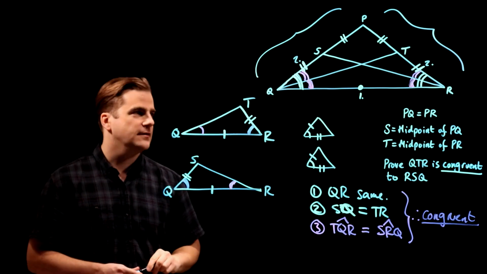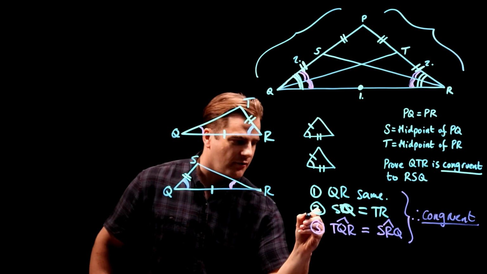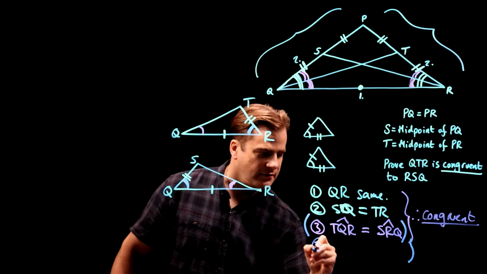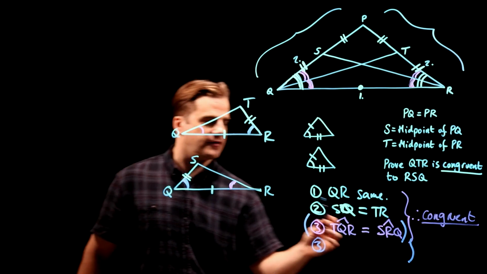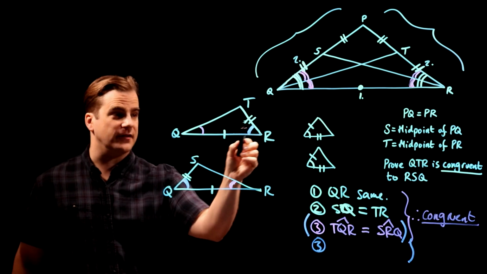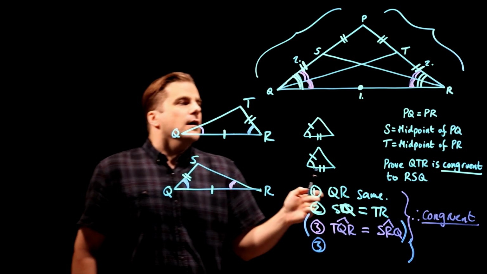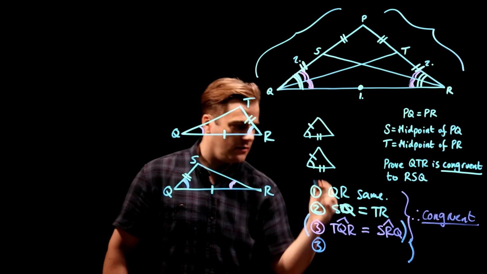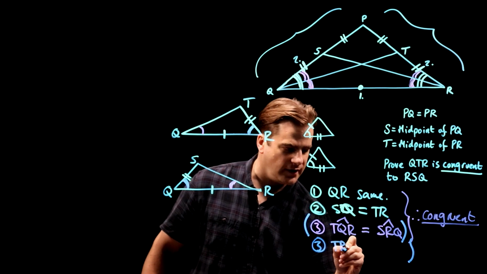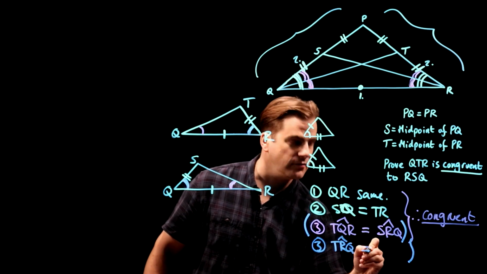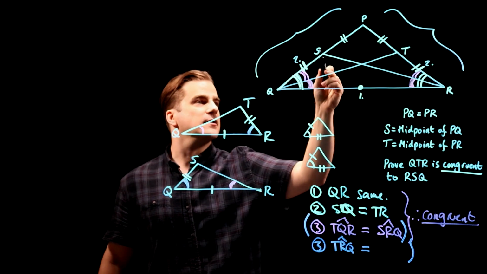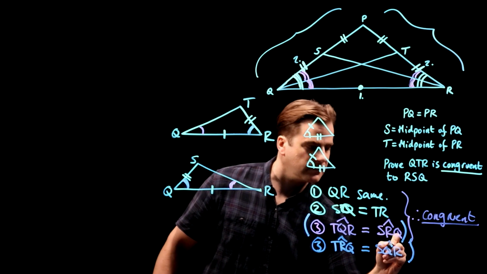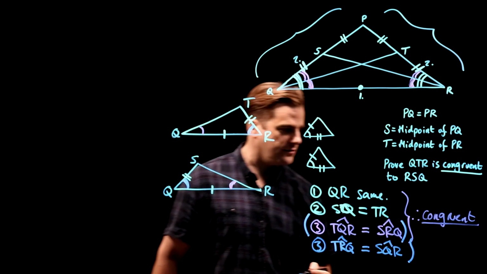Right, okay. So I'll put that in brackets and just extend that down there and say it's still true, but it doesn't prove congruency because the angle has to be between the two sides. So angle TRQ, not TQR, is the same as angle SQR. SQR, not SRQ. That's better.